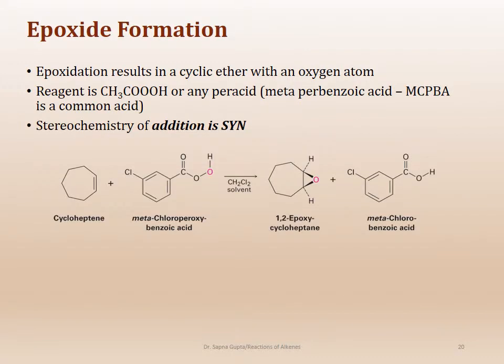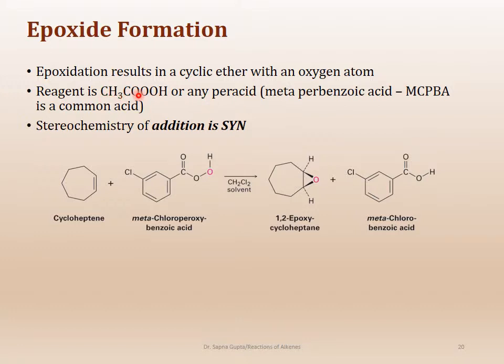Now for the epoxide formation. In the case of epoxide formation, you're forming a 3-membered ether with oxygen in it. Again, a very, very specific functional group that you're trying to make over here. And the reagent that we use for this is called a per acid. Per acid meaning something which has the maximum number of oxygens. That's what the per stands for, and it's an acid.